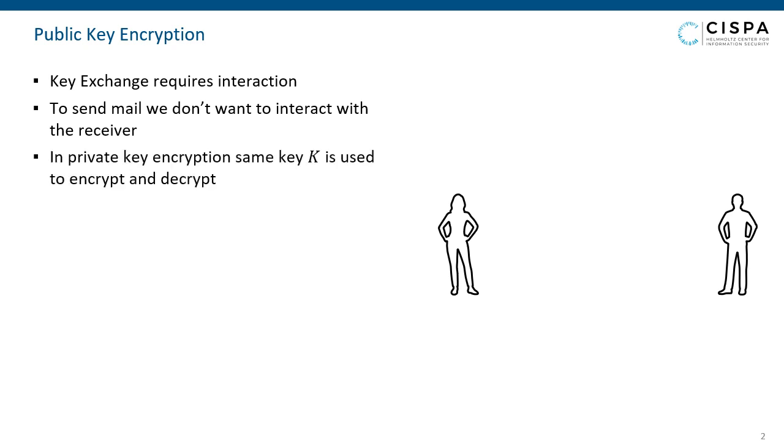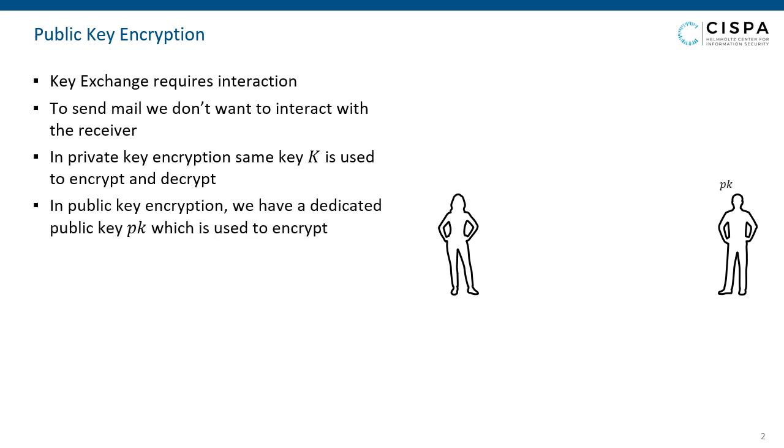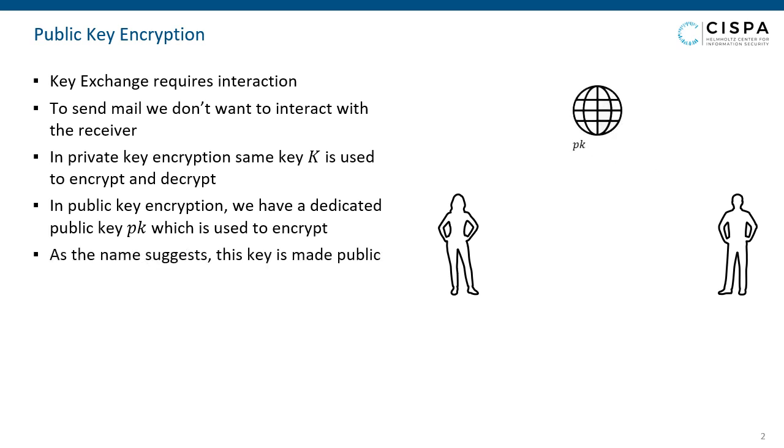Okay, so in private key encryption, we use the same key K to encrypt and decrypt. Now, in public key encryption, we will have two distinct keys. We'll have a dedicated public key, PK, which can be used to encrypt. So the receiver will have a public key and publish this key. You make it public through some channels, say you put it into a key database or onto your website, in a place where people can find it.